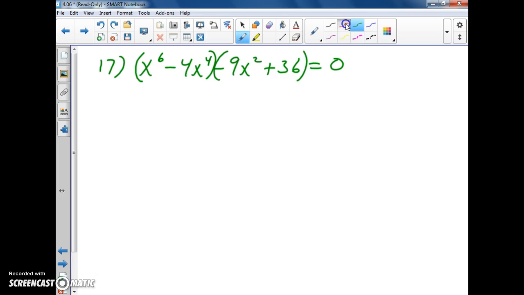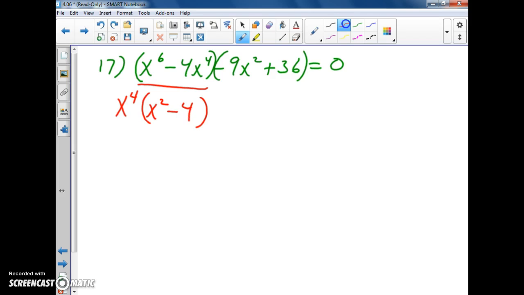Okay, now, look at the first parenthesis. What's the greatest common factor? X to the 4th. Okay, so let's take x to the 4th out. And then what's left over? X squared minus 4. Okay, beautiful. You guys are doing great.